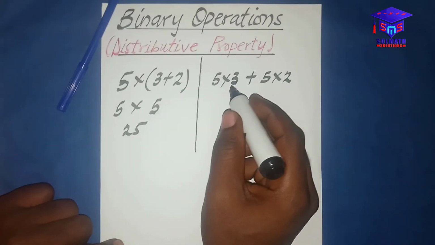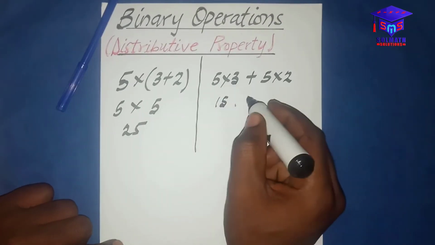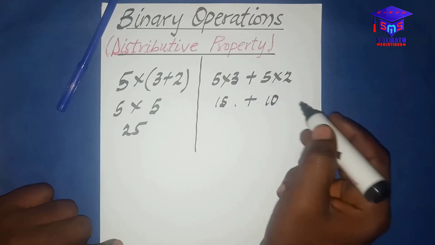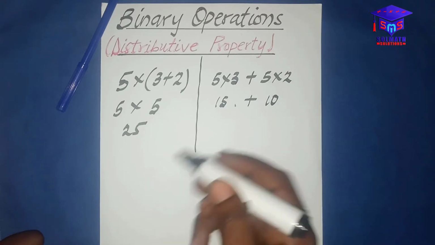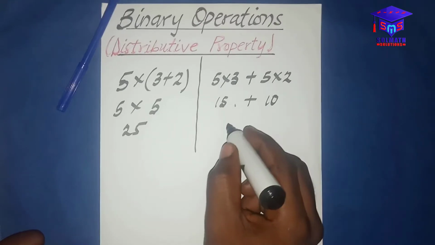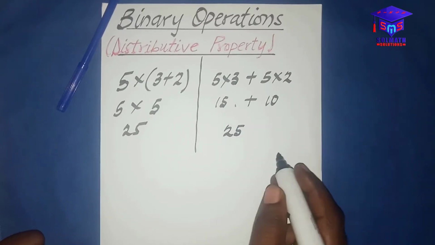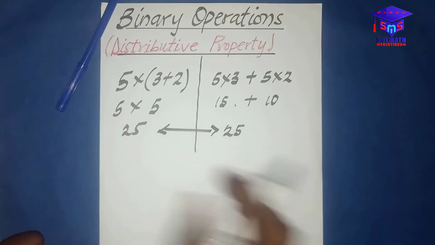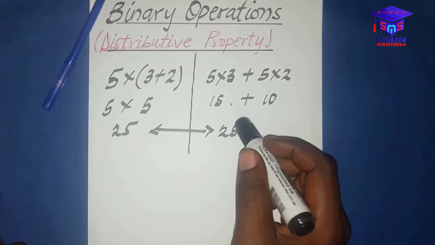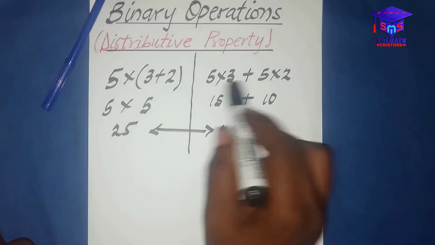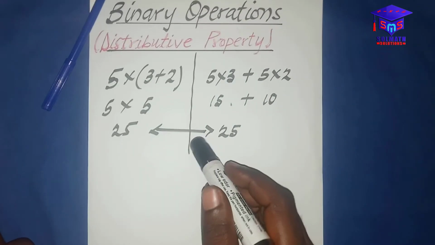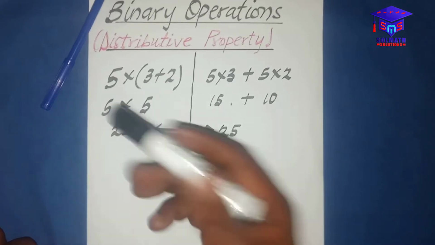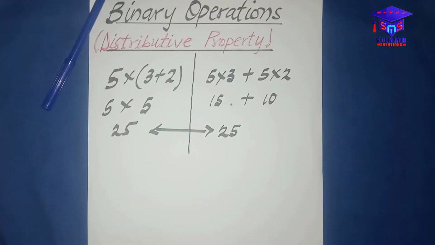So 5 times 3 is what? 15. Then plus 5 times 2 is what? 10. So 15 plus 10 is what? 25, which is the same as what we got over here. The two quantities are equivalent. And so the distributive property is actually a way of rewriting the basic order of operation method that we know in a different form.